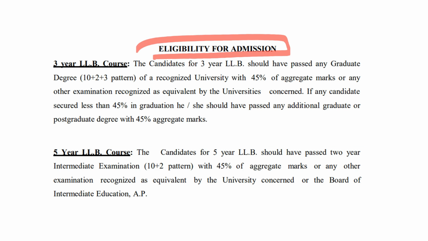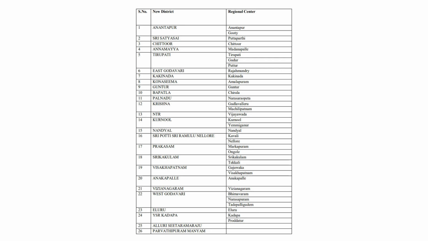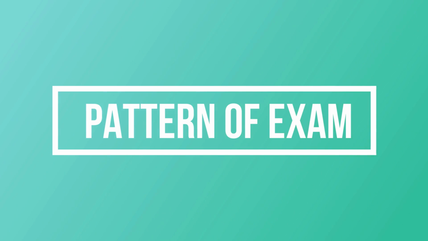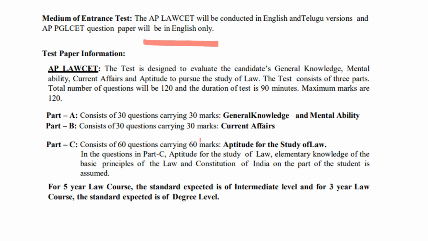Eligibility for admission. For 3-year, the eligibility criteria is that you should have scored 45%, and for 5-year law, you should have scored 45% in your 12th class. The list of places where the exam is going to take place is here. You can check that out. The medium of the exam is going to be Telugu as well as English, right? For the AP Law CET, they have discussed the same thing again, which we already know. There are 90 minutes that they are going to give for the exam. The total number of questions is 120.